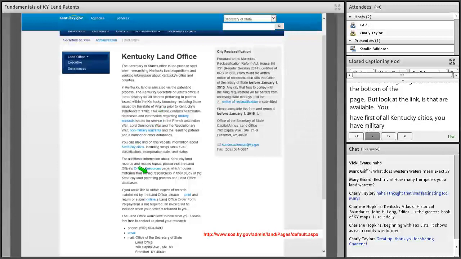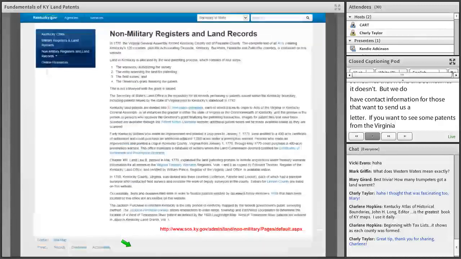The online order form, I'm not too pleased with. Sometimes that works and sometimes it doesn't. But we do have contact information for those that want to send us a letter. But if you want to see some patents from the Virginia and Old Kentucky series, you just have to make a few clicks. Right, let's go here. We're going to go to non-military registers and land records.